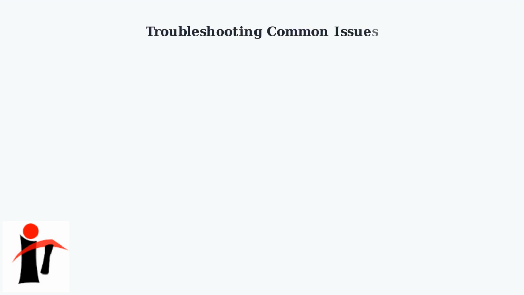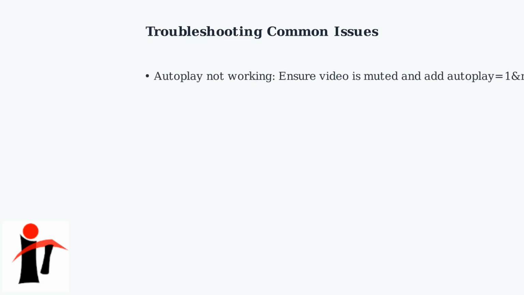If you're encountering problems with your YouTube embeds, here are some common troubleshooting steps. First, if autoplay isn't working, double-check that the video is muted. Browser restrictions require videos to be muted for autoplay to function. Make sure you've added autoplay equals 1 and mute equals 1 parameters to the embed URL.